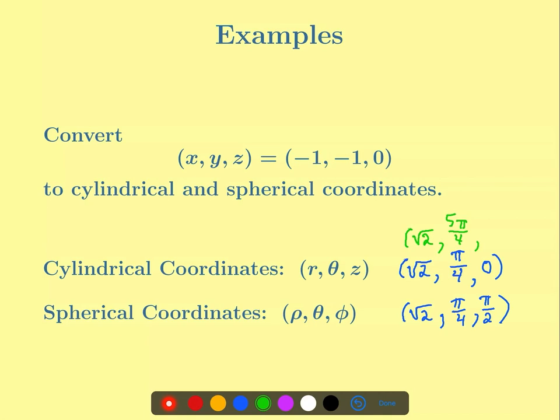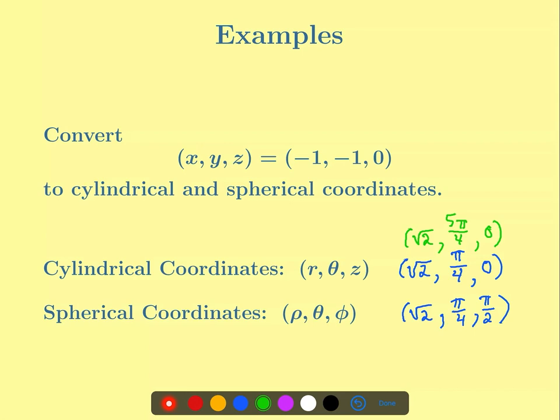And z is still 0. Okay, so again, this 5 pi over 4 came from the minus 1, the xy plane would be in the third quadrant at an angle of pi fourths from the x-axis, so that's pi plus pi fourths, or 5 pi over 4. And the z just came from what it was up there.